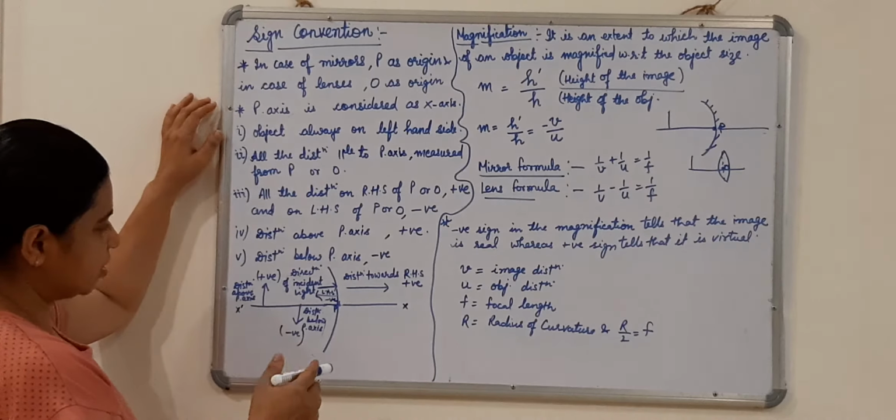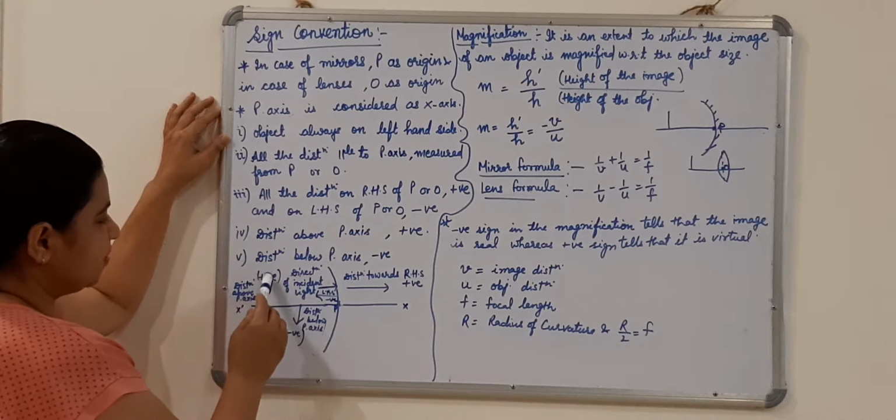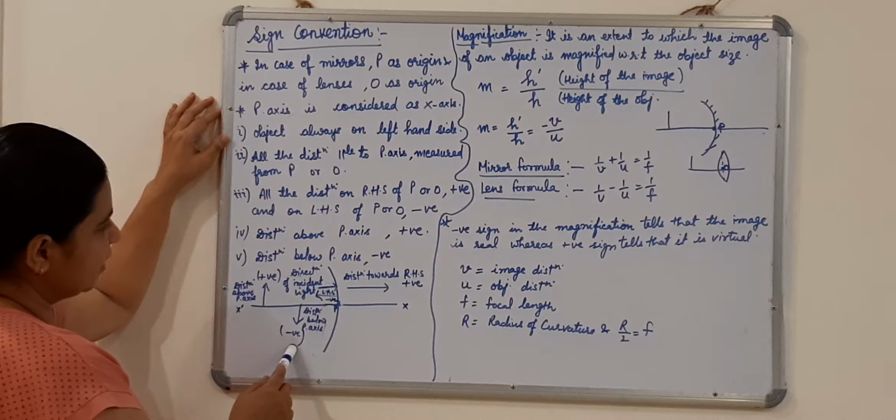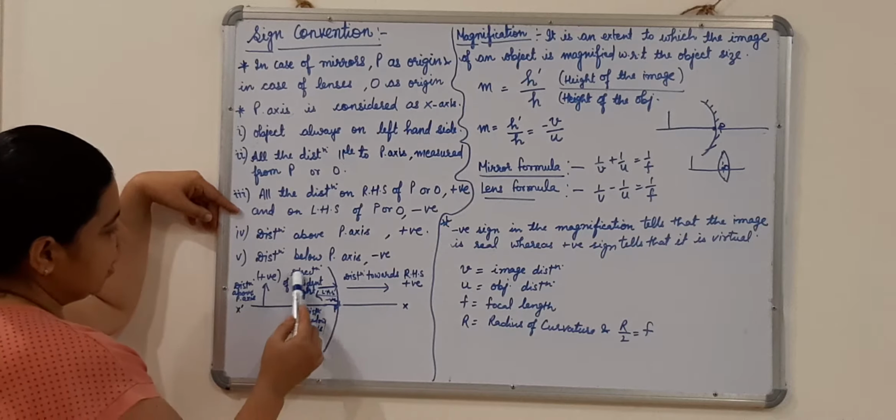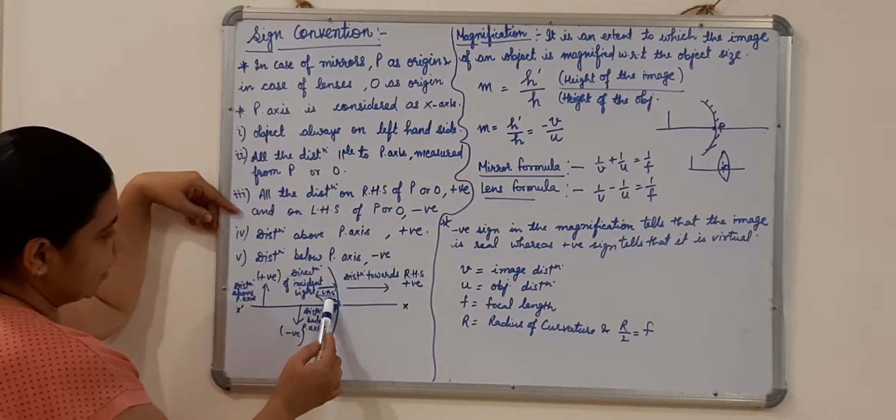Same thing in case of lenses also. Distance above the principal axis is positive. Distance below the principal axis is negative. All the distance towards the right hand side is positive. Distance on the left hand side is negative.